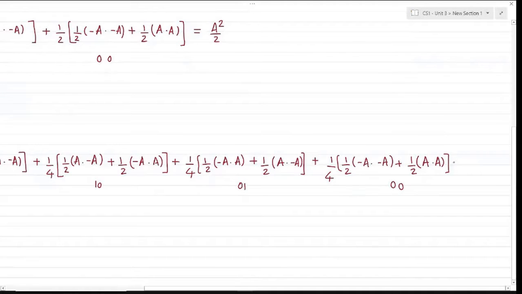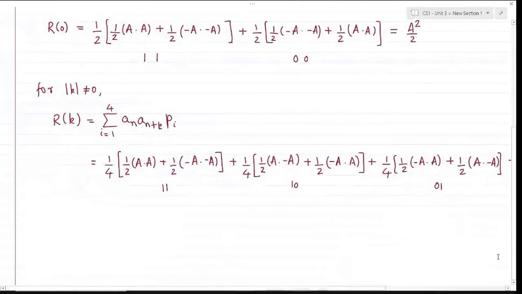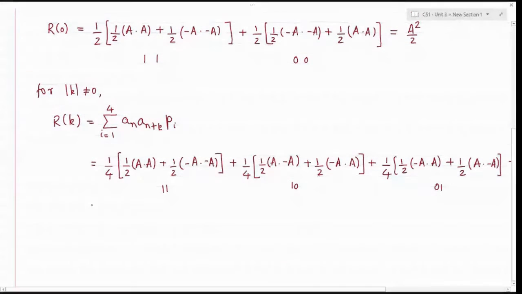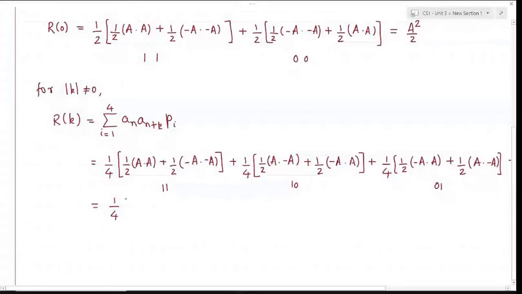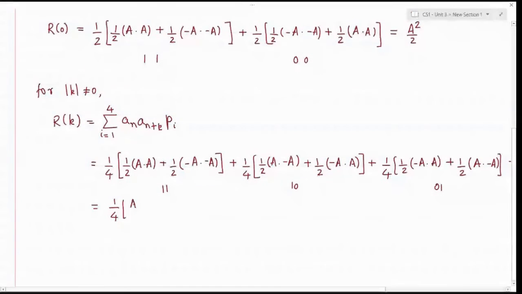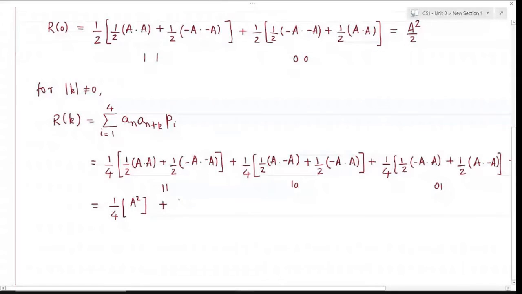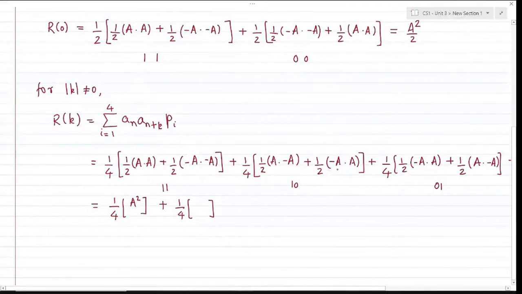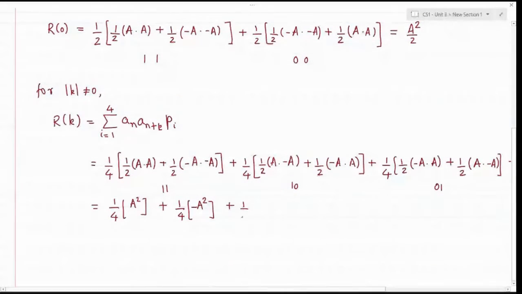So what will this result in? If you check this properly, I'll write a square by 2, a square by 2, and hence this is 1 over 4, the first will result in a square. The first combination will result in a square. The second combination will result in minus a square, minus a square by 2 times 2, which is minus a square.